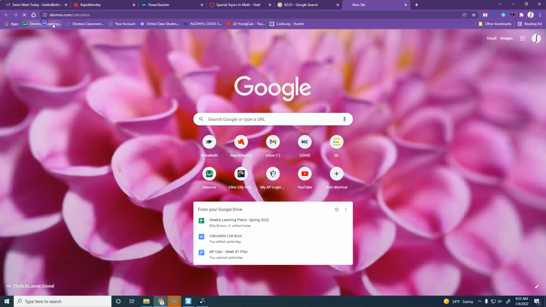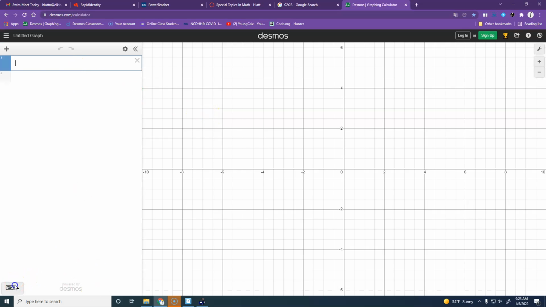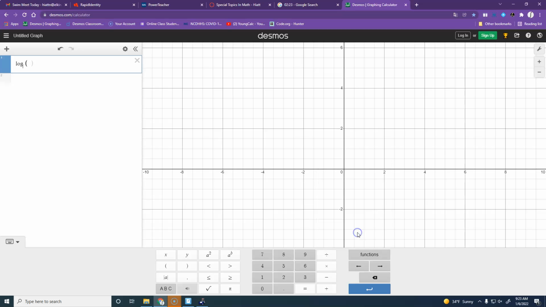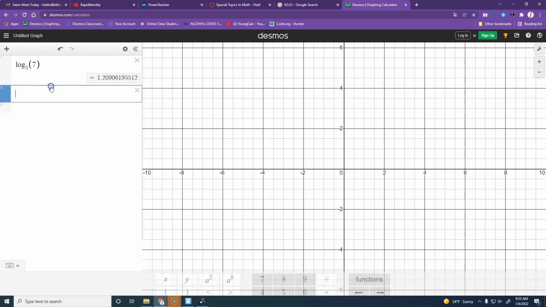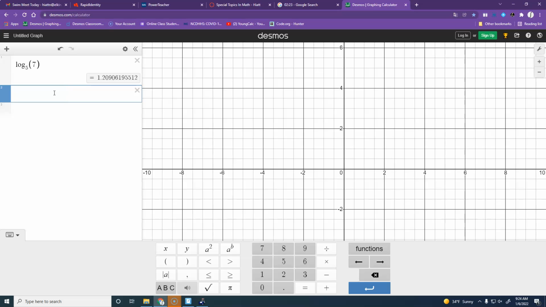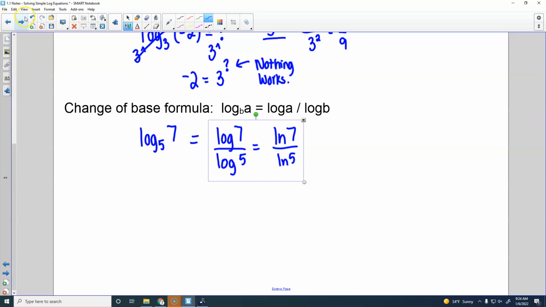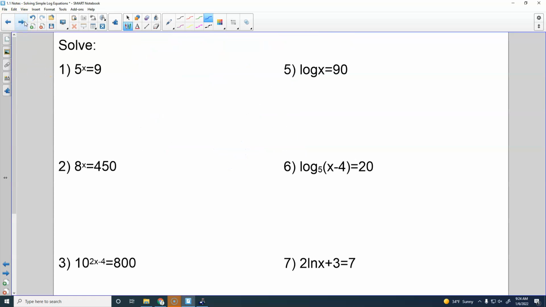If you use Desmos at home, when you type this in, you can go to functions, miscellaneous. There's an option where you can change the base, so log base 5 of 7, and it'll just give you the value. I still don't even use this with Desmos because I like to be able to type it in without having to go to the menu, so I just do log 7 over log 5. Still, you get the same number, so it's up to you on this and that.